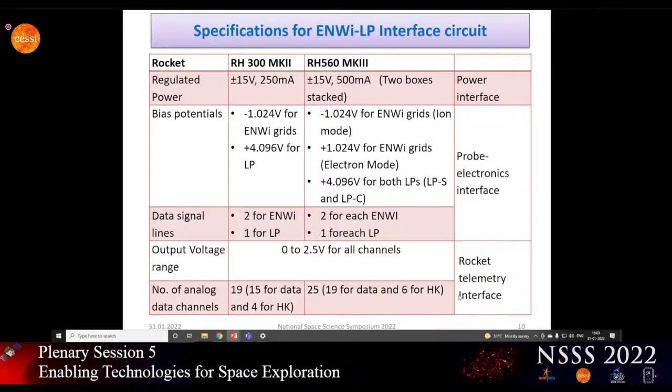The third is the main rocket telemetry interface, which is specific to that rocket telemetry. Here we have the output voltage range defined as 0 to 2.5 volts for all the channels. We have a number of analog data channels: 19 for RS300 and 25 for RS560. Out of the 19, 15 were data channels catering to the NV and LP data, and 4 for the housekeeping or HK parameters, which is the health of the payload. Similarly for the RS560, we had 19 data channels and 6 for the HK.